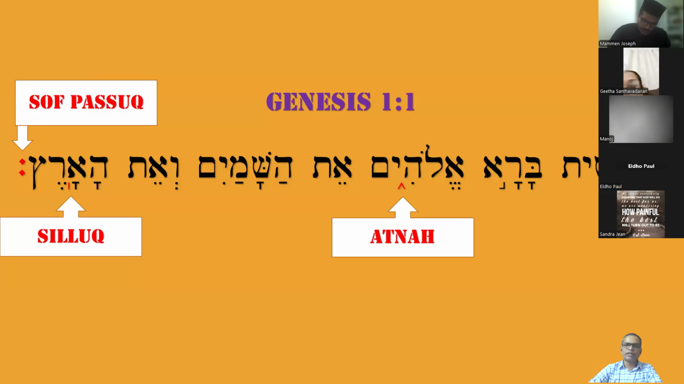So what is the purpose of siluk? Siluk will be placed in the accented syllable of the last word of the second half of the verse. So siluk will be placed under the accented syllable of the last word of the second half of the verse, or the last half of the verse. So how Atna helped us to understand that it is the first half, and Siluk is helping us to understand that, okay, it is ending the verse.